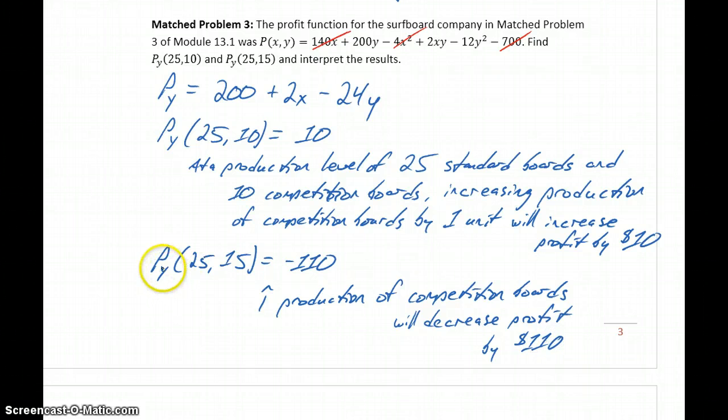So take note, in each of these cases, we talked about increasing the production of competition boards, because in each case we were evaluating the derivative with respect to y. If we're looking at the derivative with respect to y, it means x is constant, so it's not changing, but y is variable, so we're going to increase that and see what effect that has on profit. To figure out the effect that changing our standard board production would have, we'd have to look at the profit function differentiated with respect to x. Then we could evaluate at these same values and understand how our profit is going to be affected by changing the production level of the standard boards.